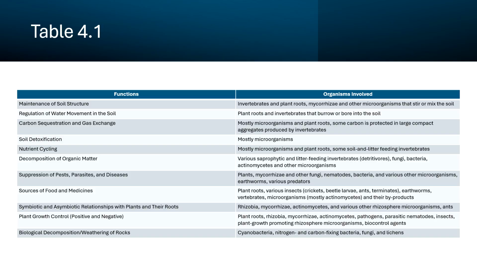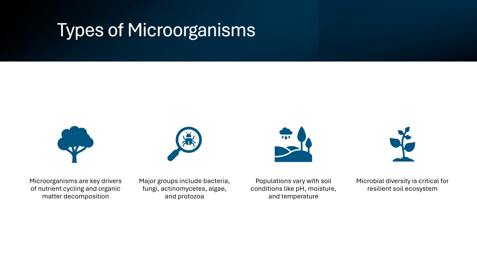Table 4.1 comes from your textbook and looks at the various functions of the organisms that are involved in this. So for instance, we're looking at the maintenance of soil structure, nutrient cycling, sources of food and medicines, and biological decomposition. Fungi include decomposers like mold. Protozoa and nematodes help regulate bacterial populations. Your textbook highlights that this diversity is what makes soil ecosystems resilient and productive.